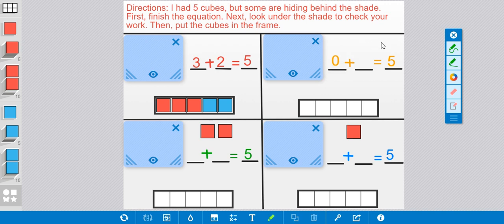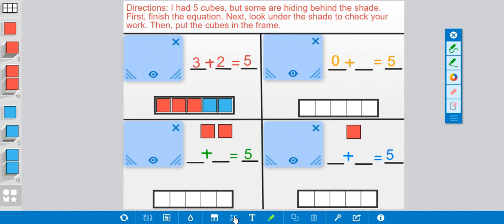So I have 0 red cubes here. There are not any red cubes. So I have 0. So how many blue cubes do you think I have? So I had 5. I don't have any here. My equation equals 5, and I have some number of cubes hiding under this shade. How many cubes should be hiding under this shade? I think I know the number. I hope you do too.